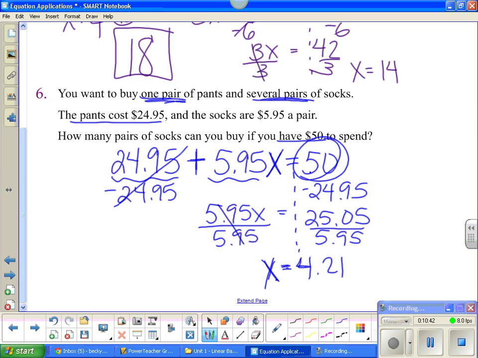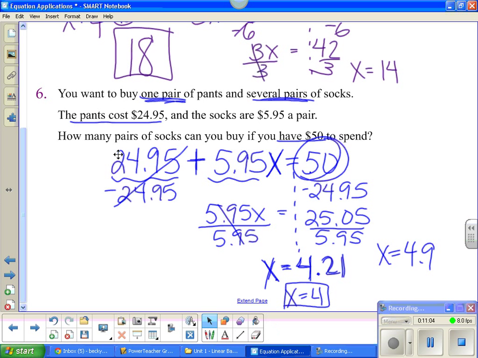So I can get 4 pairs of socks and part of another pair of socks. But in the store, can you buy part of another pair of socks? No. So I round down. I can only buy 4 pairs of socks. Even if I had gotten like 4.9, I don't have enough money for 5 pairs of socks. So I would still go down to 4 because I don't have enough for that 5th pair. Almost, but not quite.